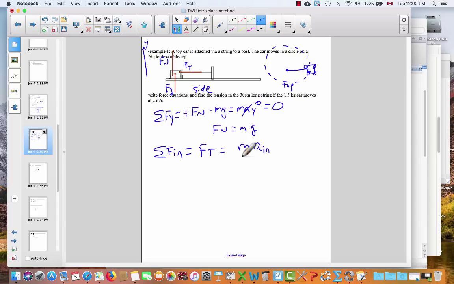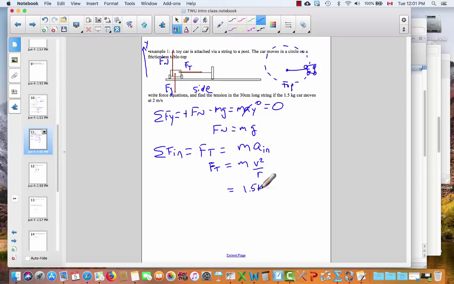Now, we saw on the previous page that the inwards acceleration had magnitude v squared over r, and so this then completes the force equations for this problem. We're asked to actually find the tension. We're given the length of the string, that'll be the radius, we know the mass, we know the speed, so we can plug and chug.